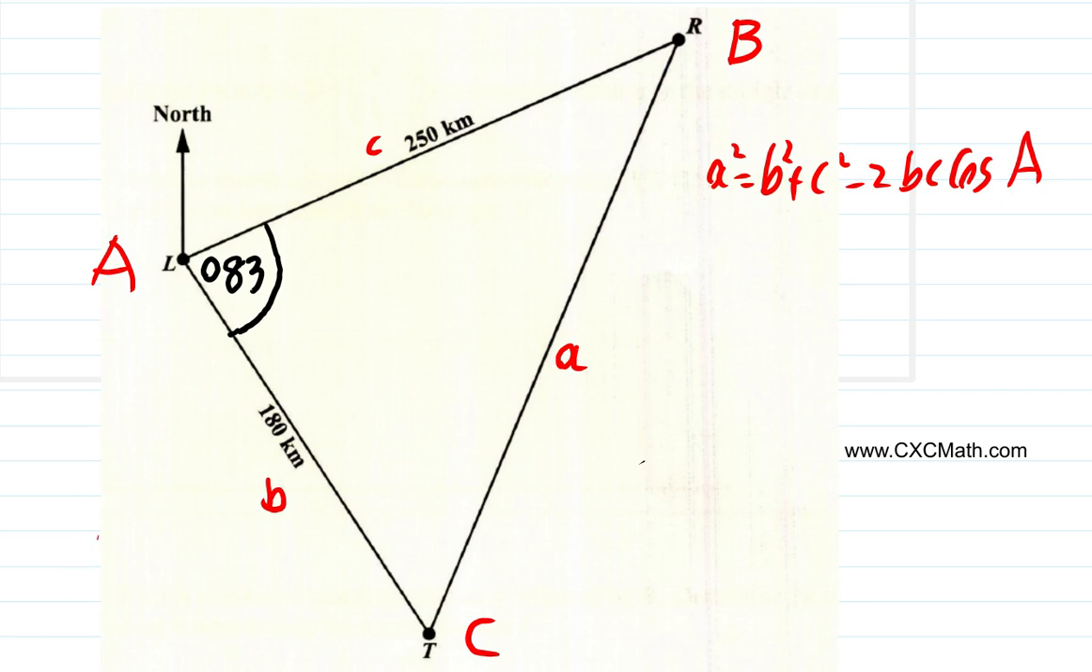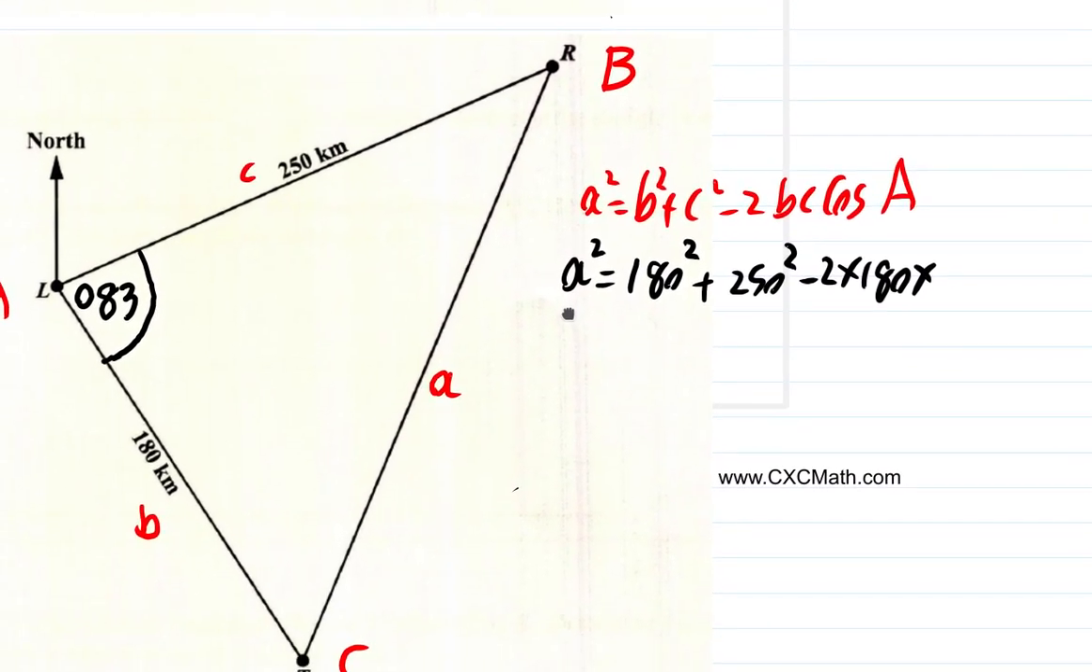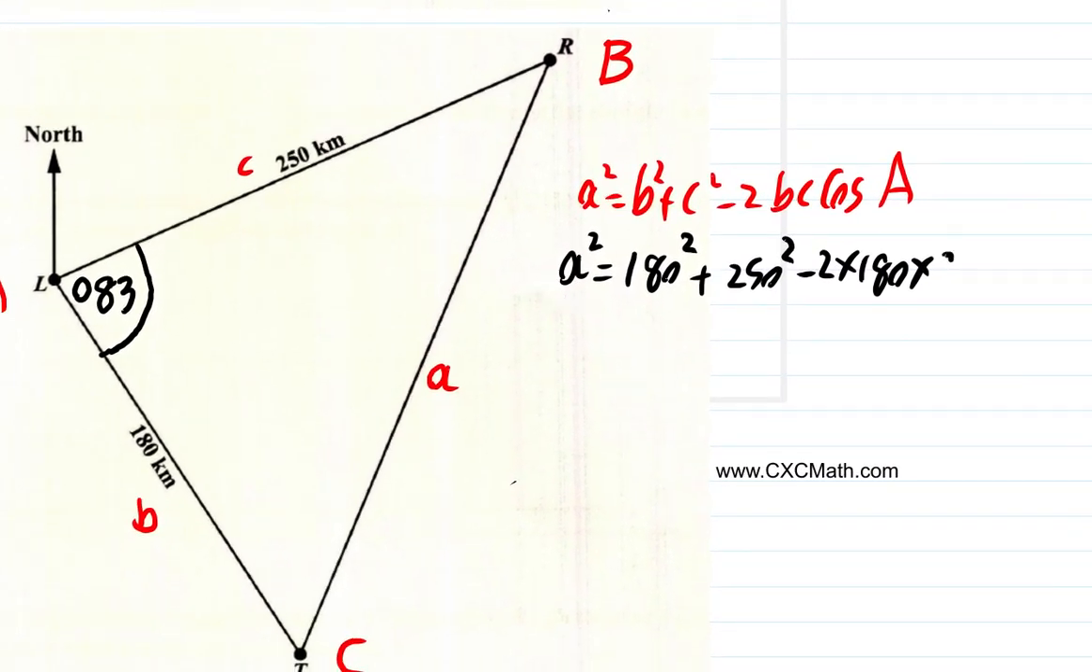So let's put those in our calculations. A squared, whatever that is, you don't know it, that's what you want to calculate, equal b squared. B is 180, so it's 180 squared, plus c squared is 250 squared, minus 2 times b, which is 180, times c is 250, cos angle A, cos 83.